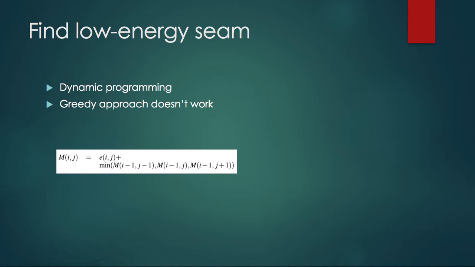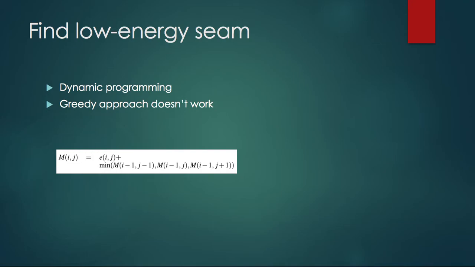To find the lowest energy seams of this image, we choose to apply dynamic programming. One thing to notice is that the greedy approach doesn't work here. I tried greedy by picking a low energy pixel early on, but I got stuck in the higher energy region of the image. Unlike the greedy approach, our DP algorithm essentially tries all possible paths through this image.